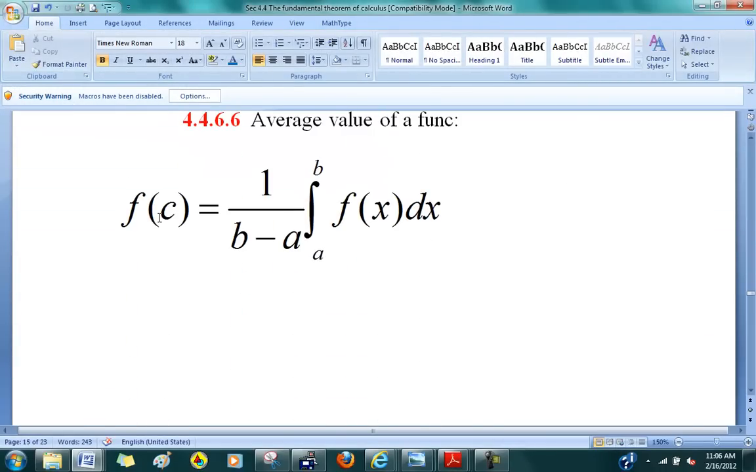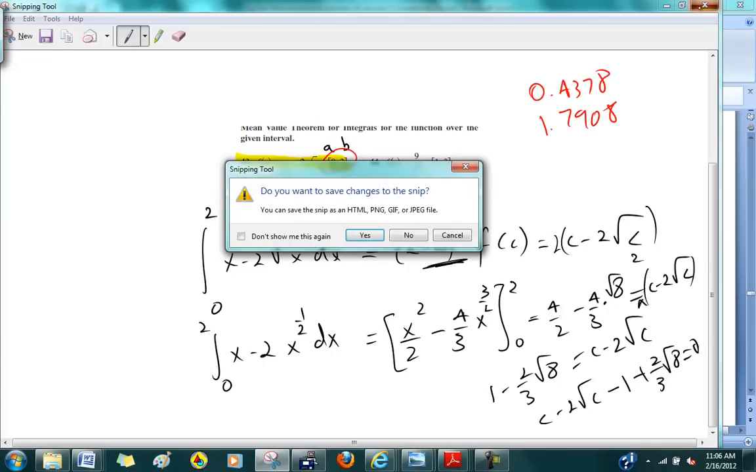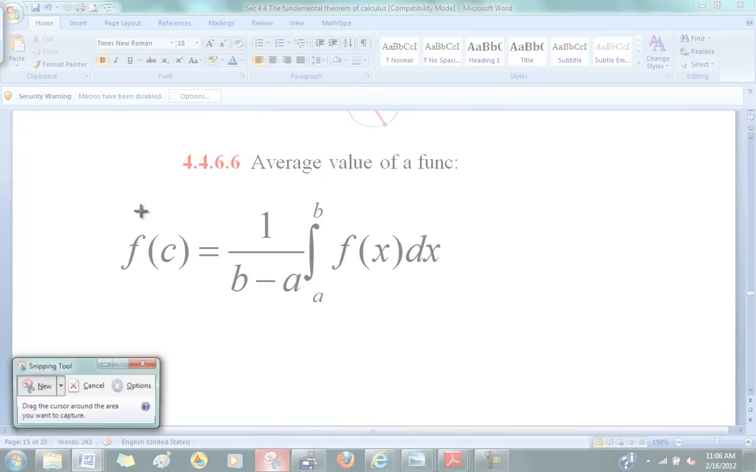So the other concept that's related to the mean value theorem is the average value of a function, okay, the average value of a function. And that's given by this formula. Now this is not significantly different from what we did with the mean value theorem. It's just a rewrite of this. Okay, it's just a rewrite of it.